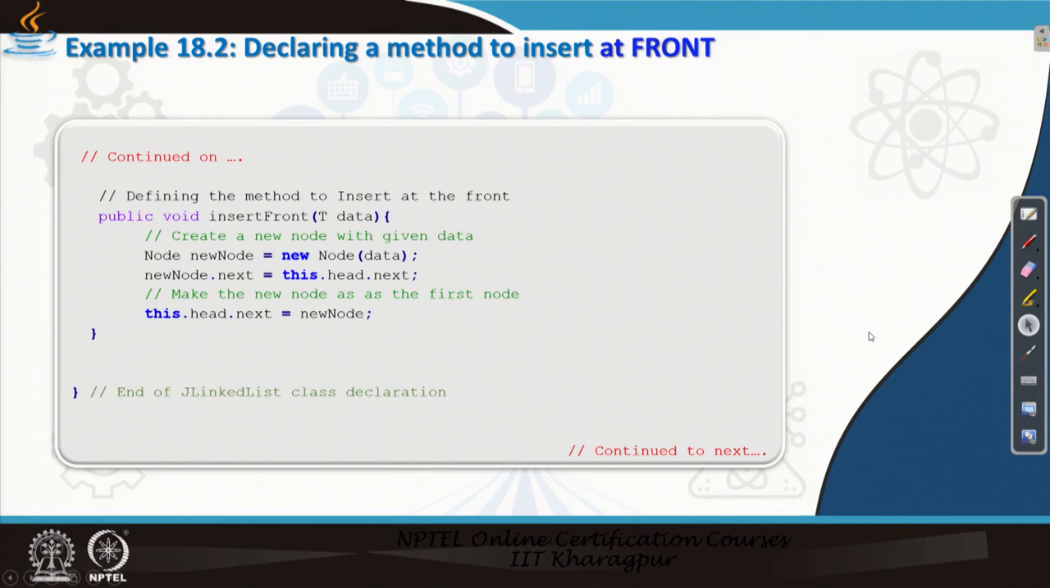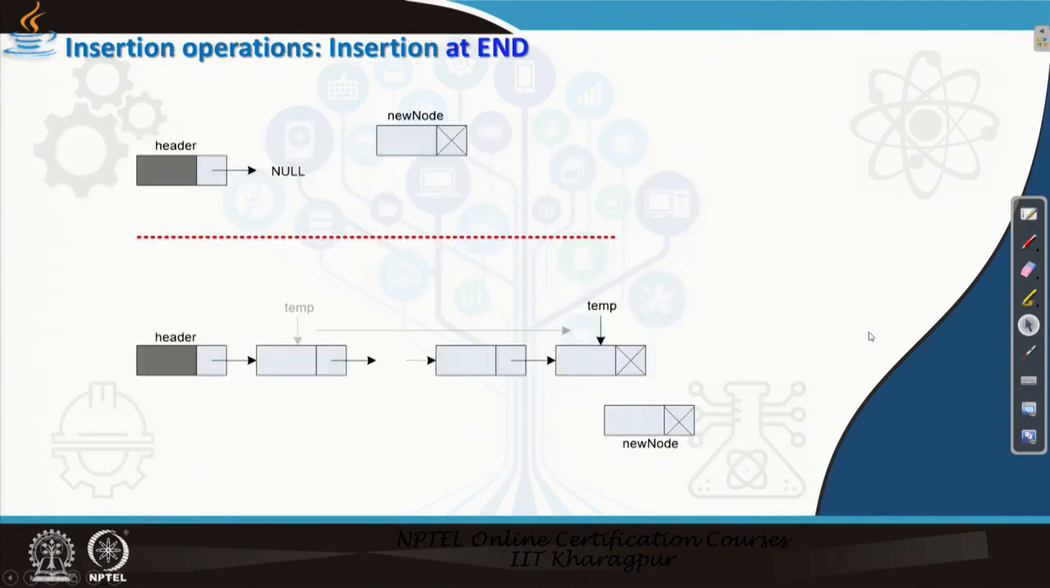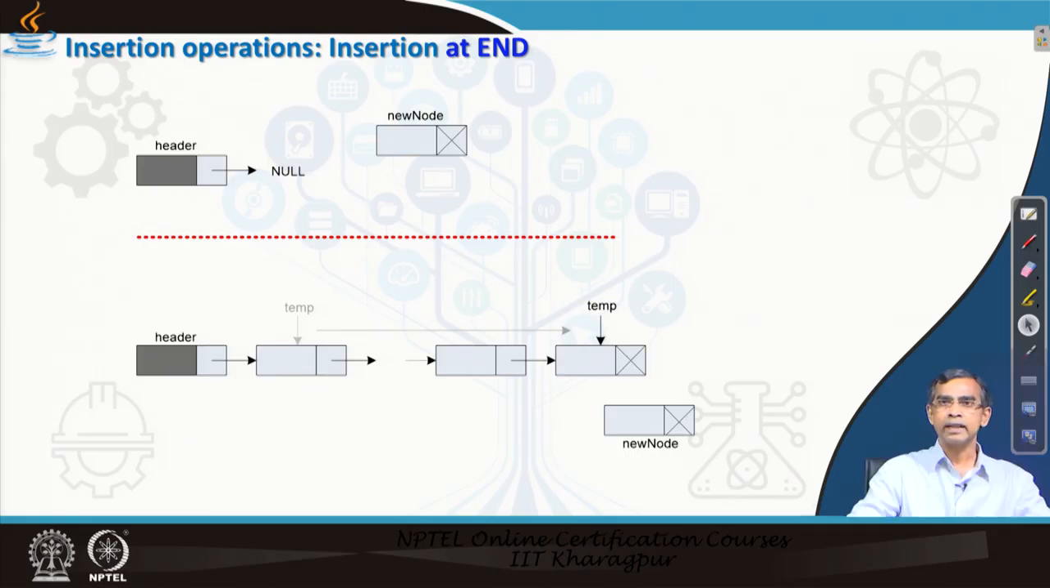Now, let us come to the next operation. This operation is insert at end. Again, like insert at front, it has two situations: the list is empty, there is no node in it, or the list contains one or more nodes. Whatever the situation, the idea will be like this. If the list is empty and you want to insert at end, the same field should be equal to this one. So, that means head.next equals newNode, that is all.